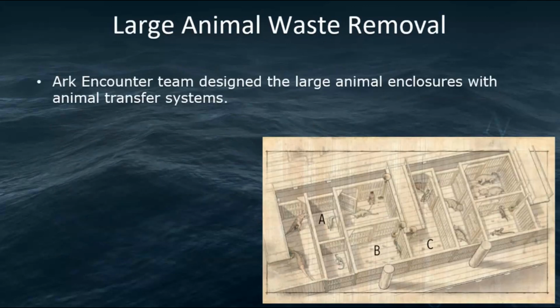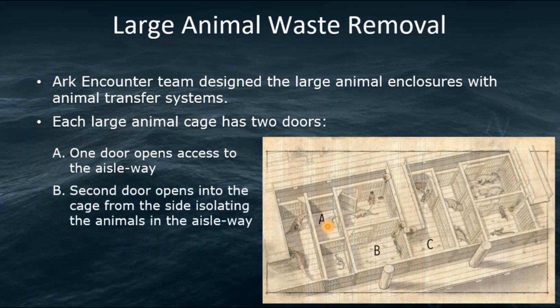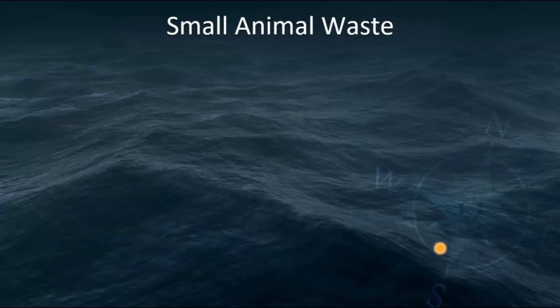So for the large animal waste removal, the Ark Encounter team designed large animal enclosures with an animal transfer system. Each large animal cage has 2 doors, and one door opens to the aisleway, and that's here at A. The second door opens into the cage from the side, isolating the animals in the aisleway, and that would allow for one of Noah's sons or daughters-in-law to come in and clean the pen. So waste is also collected in carts and taken to the stern.